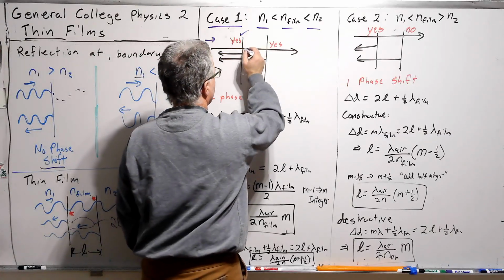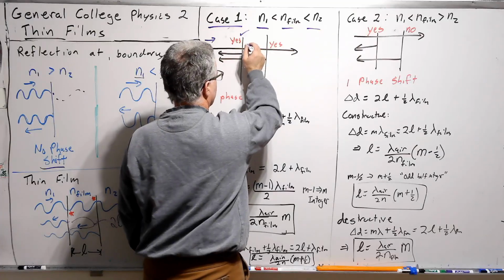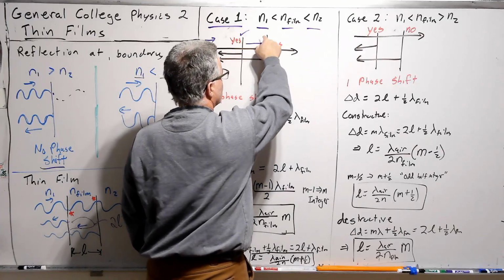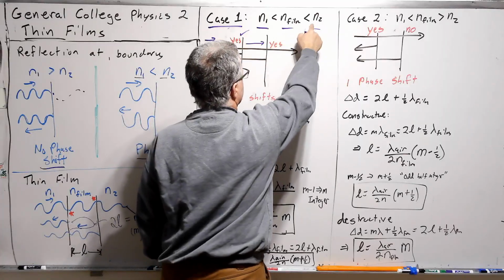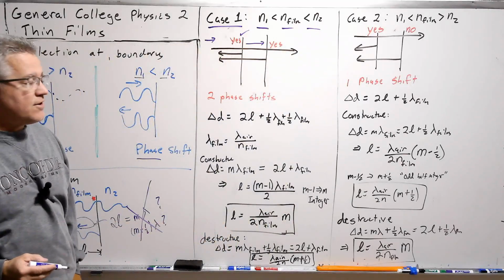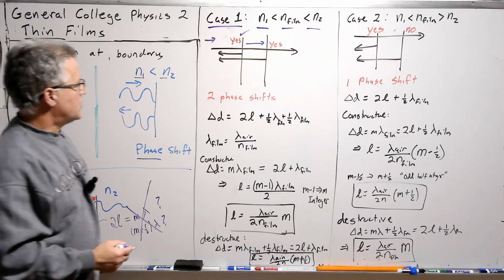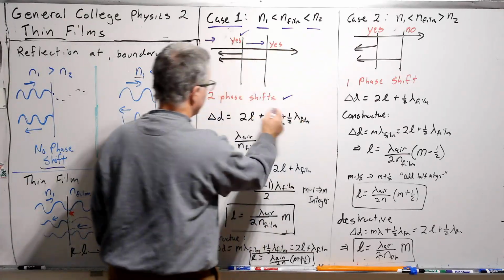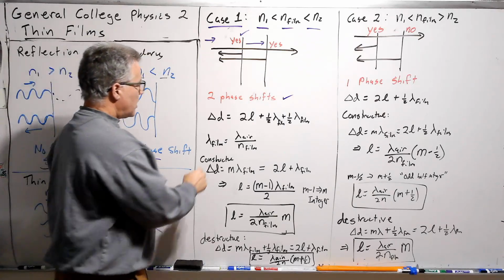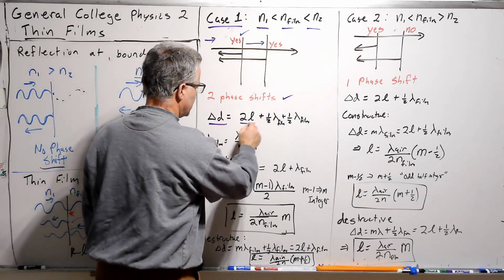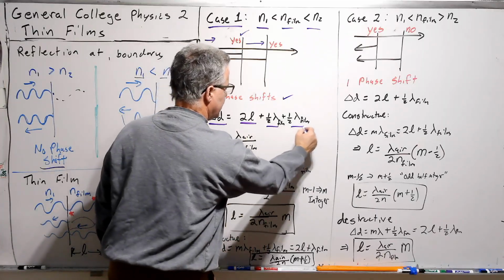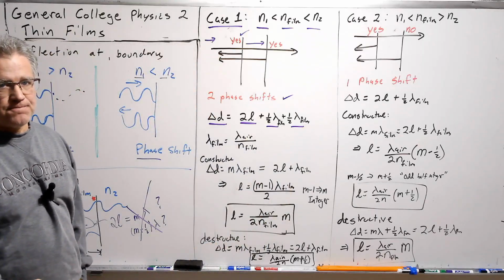That's our front surface reflection. This passes through, and now it's going again from low to high, because the glass is higher than the film. So we get another phase shift. We count up 2 phase shifts. So our total distance traveled is going to be the 2L, and then we add in the 2 phase shifts.